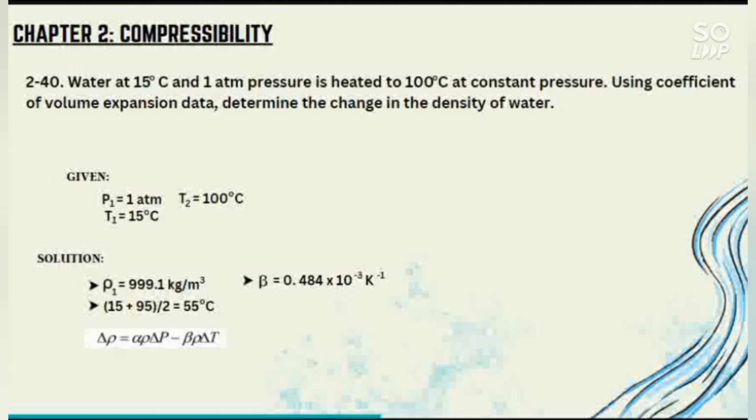So our analysis: when differential quantities are replaced by differences, and the properties alpha and beta are assumed to be constant, the change in density in terms of the changes in pressure and temperature is expressed approximately as the change in density equals alpha times density times the change in pressure, minus beta times density times the change in temperature.